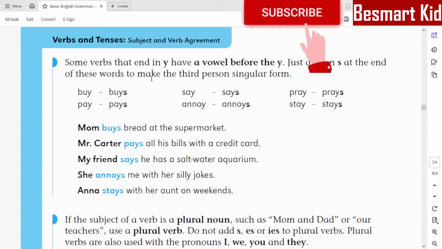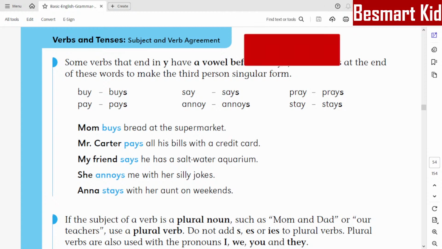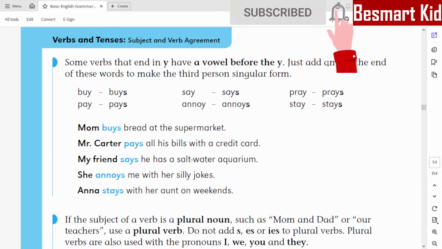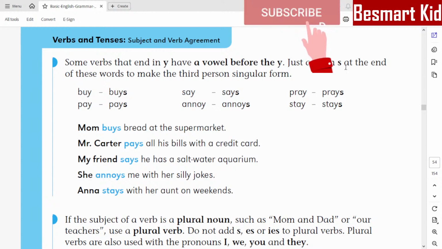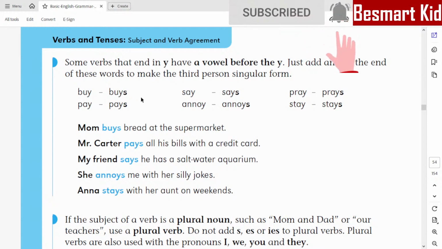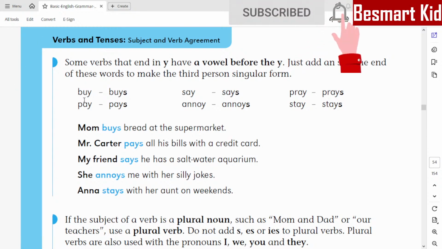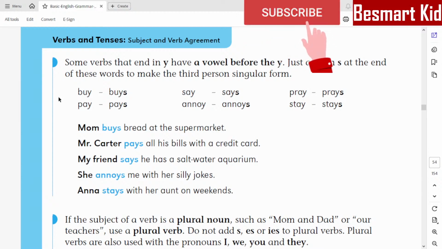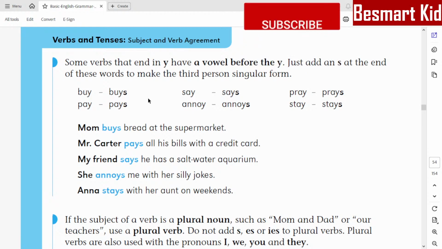Some verbs that end in y have a vowel before the y. Just add an s at the end of the word to make the third person singular form. And don't forget to repeat after me when I read the verbs like this, but not the sentences. But if you like, you can repeat after me with the sentences too.